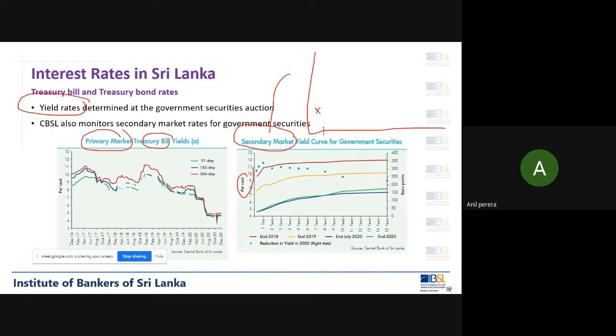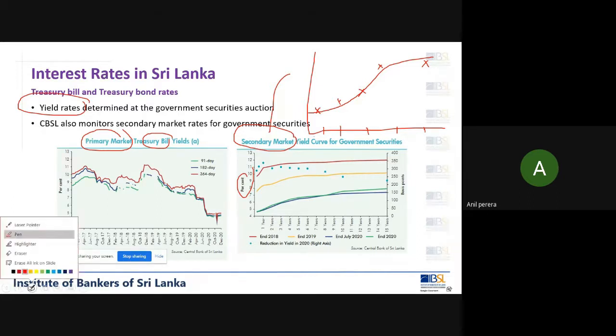Let's say at 1 year, this is the rate. At 2 years, this is the rate. At 3 years, this is the rate. 4 years, this is the rate. 5 years, this is the rate. Likewise, you can plot these interest rates against time and connect them. It becomes the yield curve. So in this chart, we have the yield curve drawn for many periods.